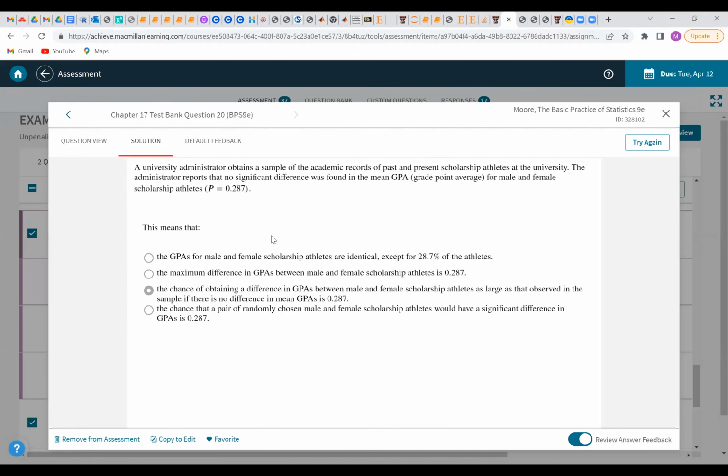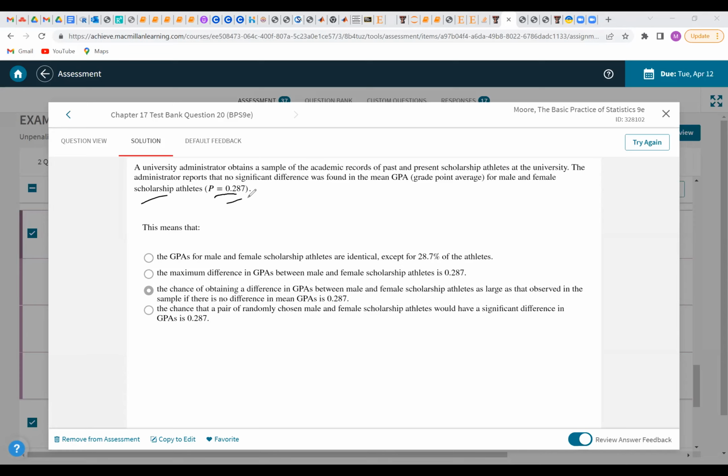Okay, the next problem: a university administrator obtains a sample of the academic records of past and present scholarship athletes at the university. The administrator reports that no significant difference was found in the mean GPA for male and female scholarship athletes, and the p-value is 0.287. The p-value is not less than alpha, so they failed to reject the null. That means they didn't find any significant difference between the mean GPA for male and female.